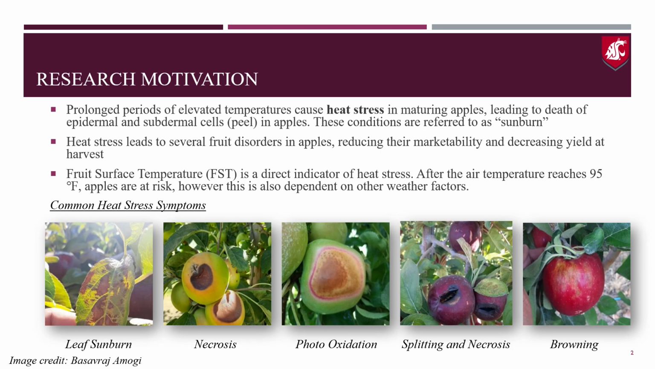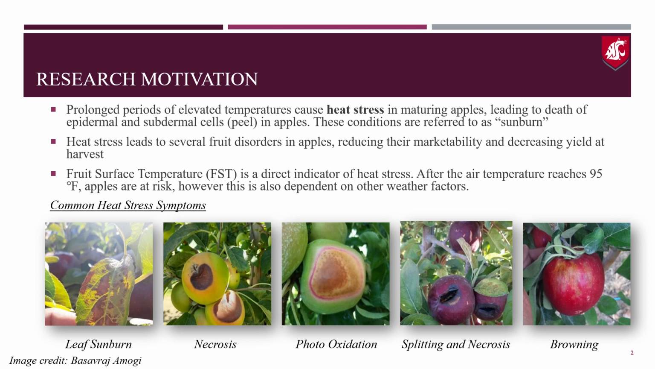Research motivation. Prolonged periods of elevated temperatures cause heat stress in maturing apples, leading to death of epidermal and subdermal cells. These conditions are referred to as sunburn. Heat stress leads to several fruit disorders in apples, reducing their marketability and decreasing yield at harvest. Fruit surface temperature is a direct indicator of heat stress. After the air temperature reaches 95 degrees Fahrenheit, apples are at risk. However, this is also dependent on other weather factors.